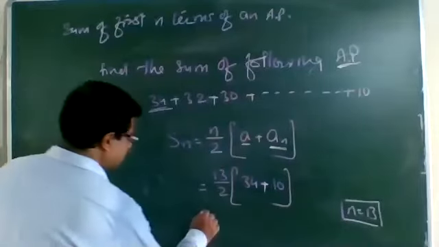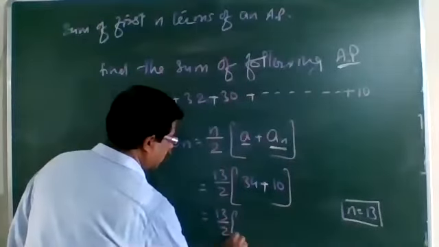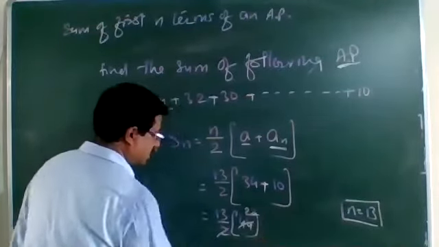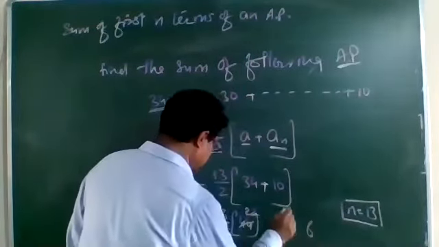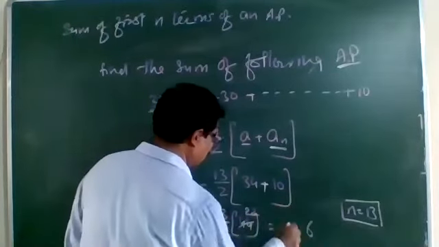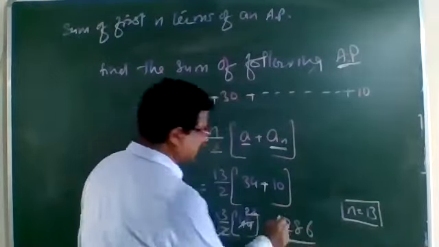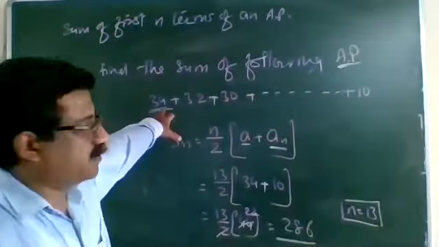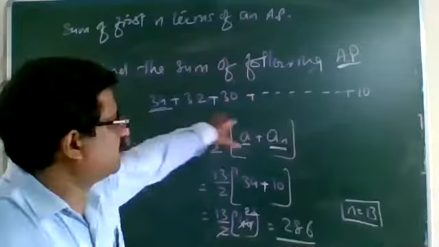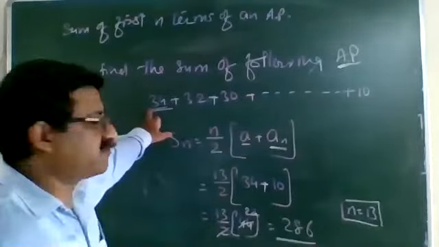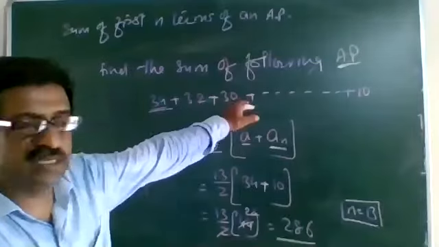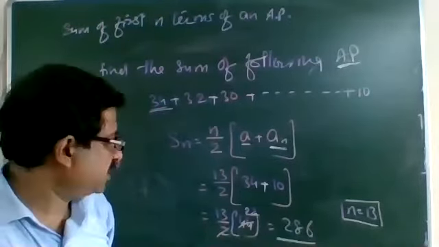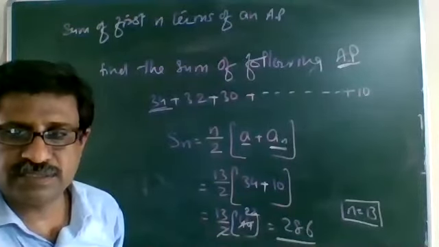Put the values now. This is 13 by 2 into 44. 2 ones are 2, 2 twos are 4, 3 twos are 6, 22 ones are 22, and 6 twos are 12, that is 286. Therefore, the sum of n terms of this AP, if you have started from 34, 32, 30 in that way, till then if you want to add, the sum will be 286 and the number of terms will be 13.